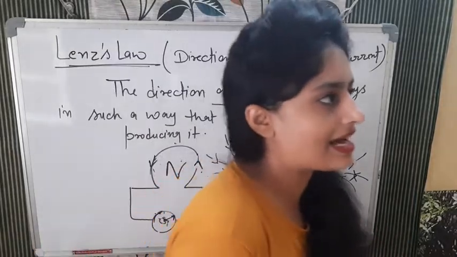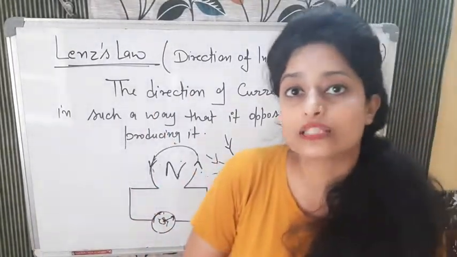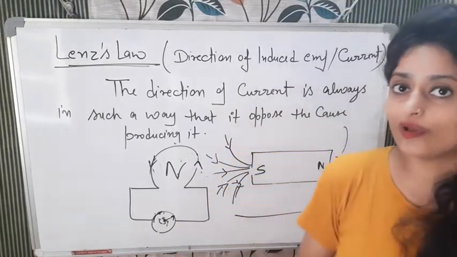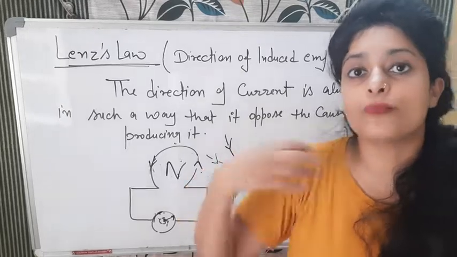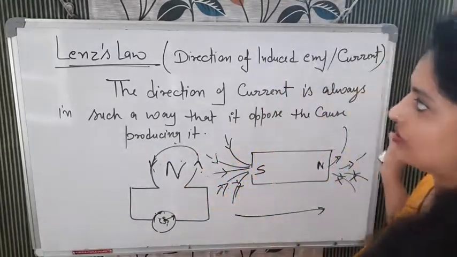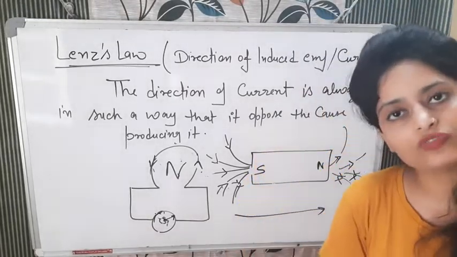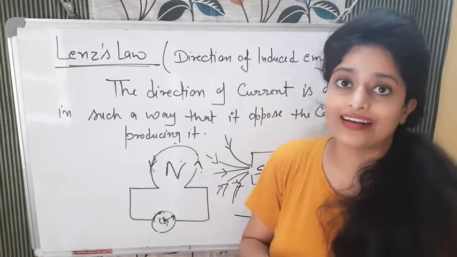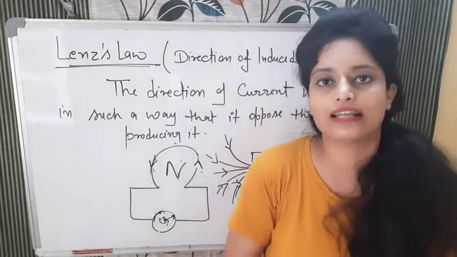It gives us the direction of the induced current in that conducting coil, and it will always be in such a way that it opposes the cause because of which it is happening. Okay, so this is about Lenz's law. So today we studied electromagnetic induction, Faraday's experiments, definition, Faraday's laws, and Lenz's law to find out the direction of the induced current in the coil.